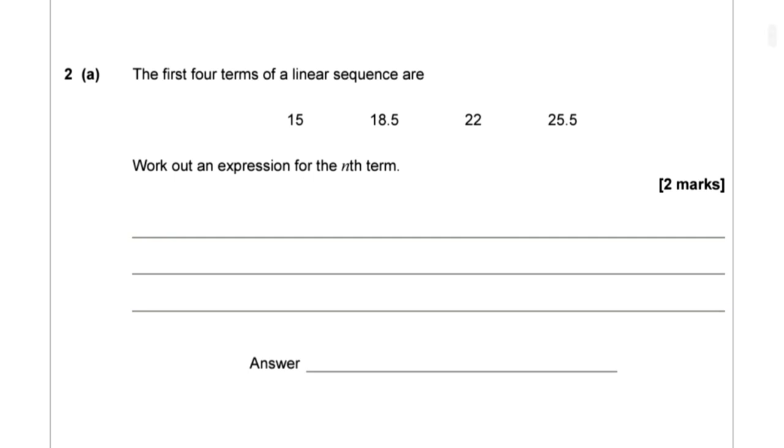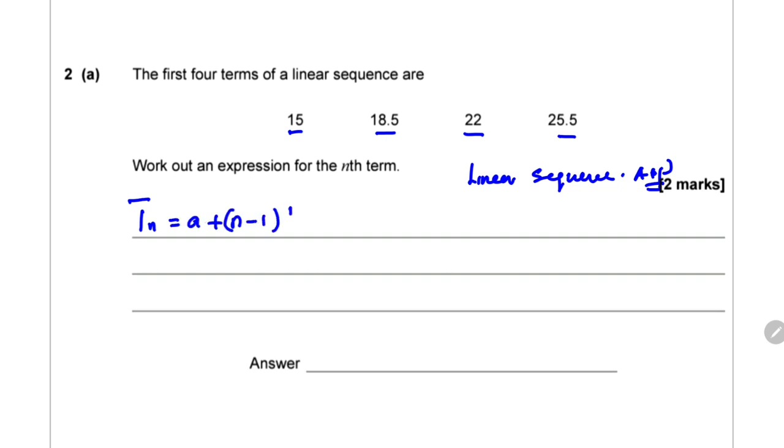It says the first four terms of a linear sequence. We have 15, we have this, and this. So how do we now get to work out this expression? Now, the nth term of a series like this can actually have an expression, but what type of sequence is this? If you check it, this is a linear sequence. We call it AP, which is arithmetic progression. So what we need to do in this is to understand that Tn in an arithmetic progression is equals to A plus n minus 1 D.